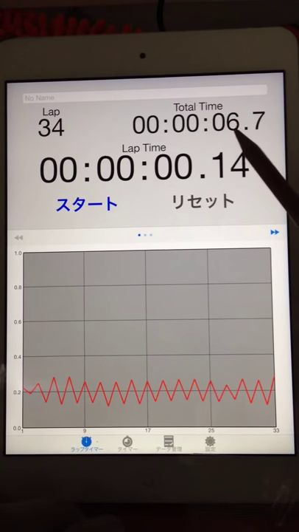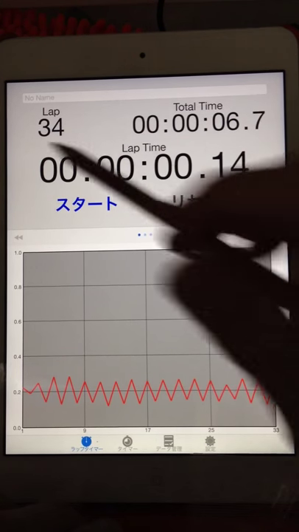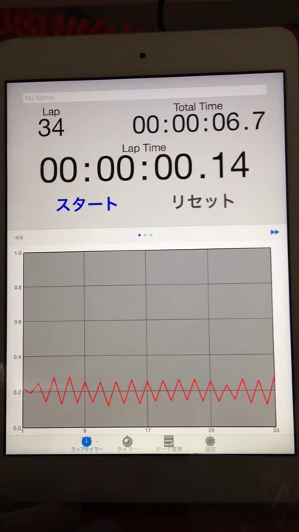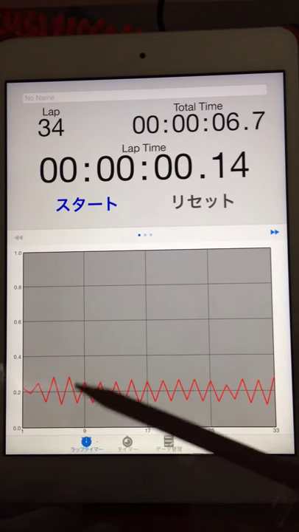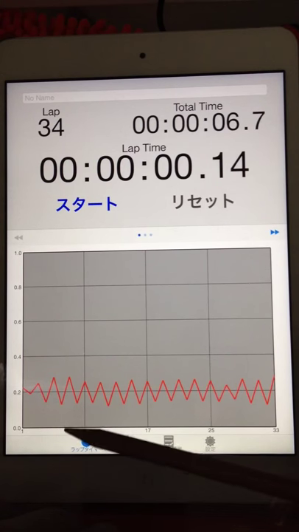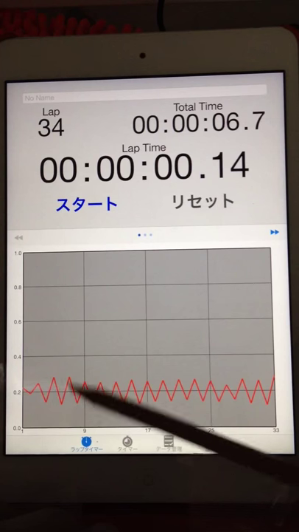So 6.7 seconds divided by 3, 4 laps, multiply 2 = 39.39 seconds for 1 beat. Front and back is not the strongest bass.